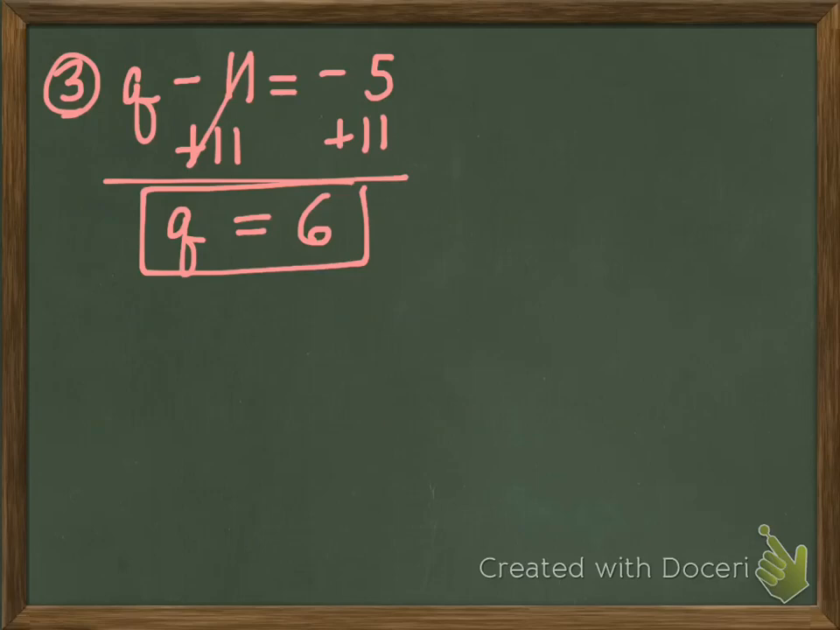The other way we can do it, because thank goodness we have some calculators at our disposal, you can type that exactly like you see it. So what you would type in your calculator to check your answer is negative 5 plus 11 to make sure that you actually get 6.